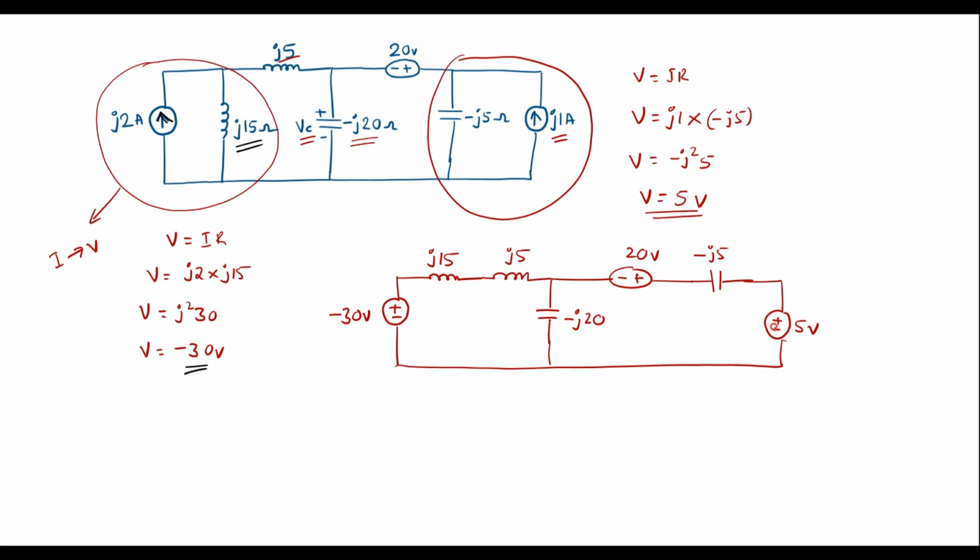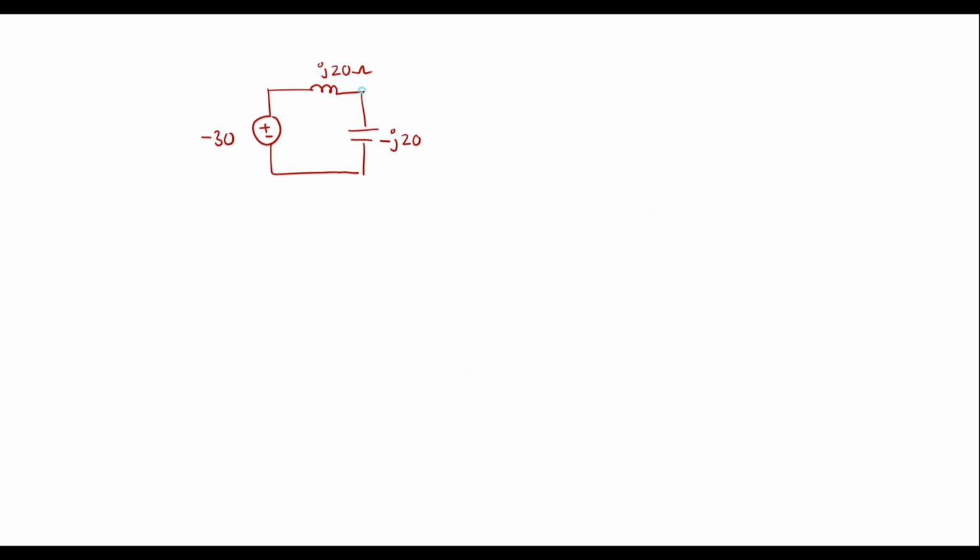Here voltage source and this voltage source are in series. I can replace these two voltage sources by single voltage source. Minus plus, plus minus. Opposite polarity, we have to take the difference. That is, difference between this voltage and this voltage is 15 volt. And we have to give the polarity with respect to highest magnitude. So I can write plus minus 15 volt and this minus J5 is connected in series.